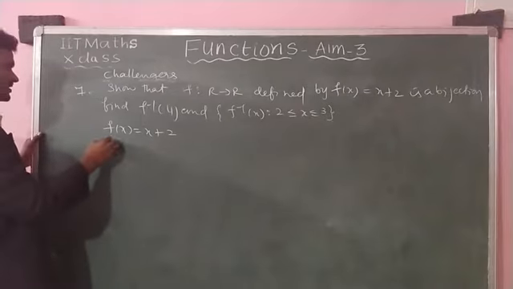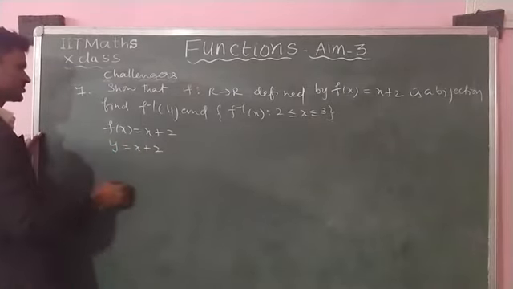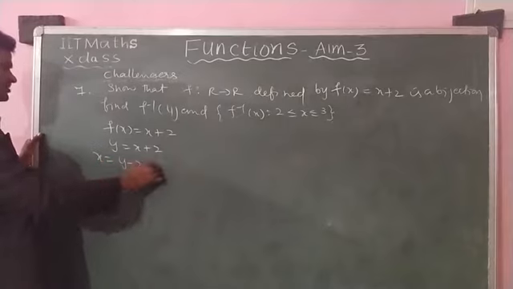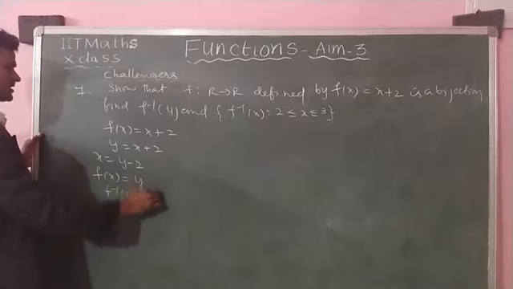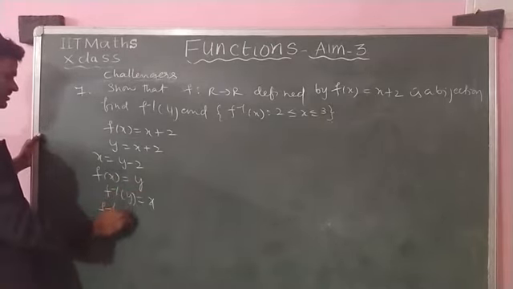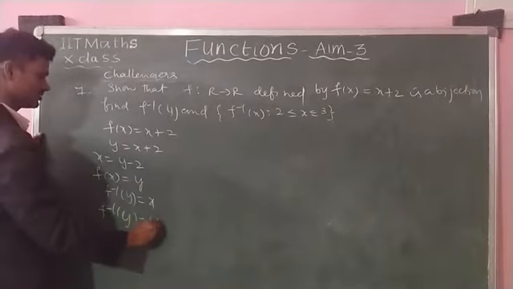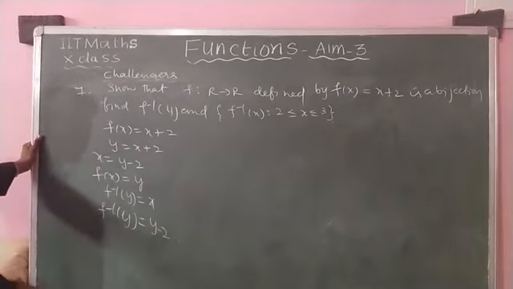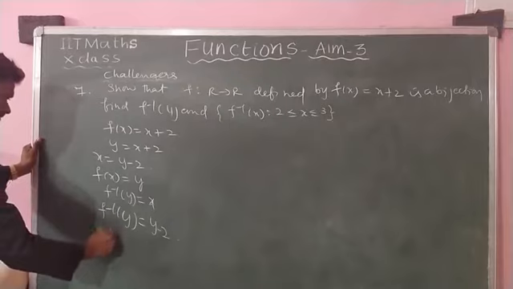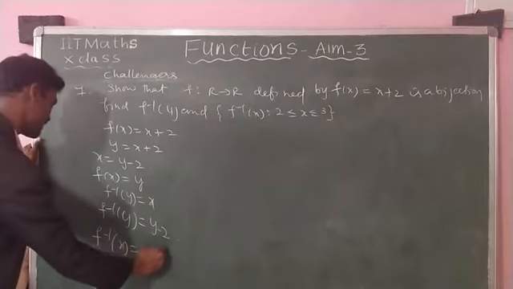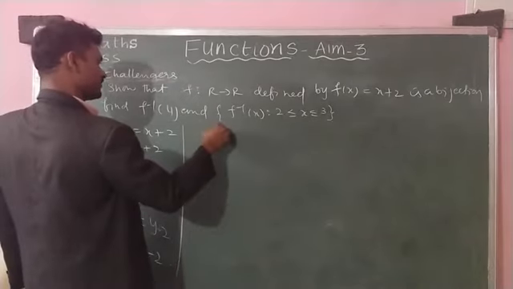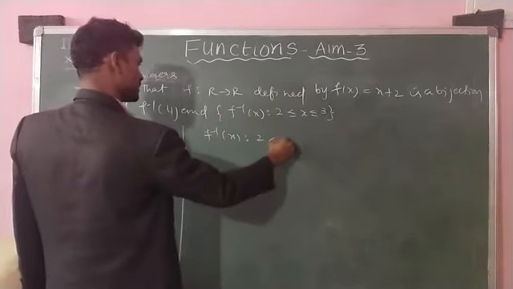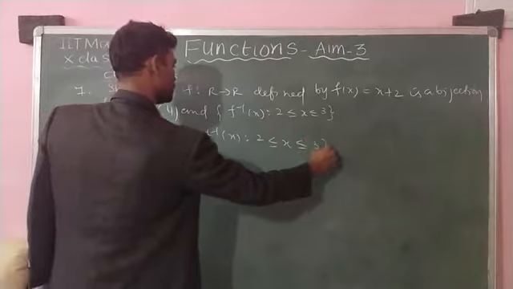Here y is equal to x plus 2. Then x is equal to y minus 2. Then f of x is equal to y, and f inverse of y is equal to x. Here you can write f inverse of y is equal to y minus 2. In terms of x, f inverse of x is equal to x minus 2. Now you can take 2 is less than or equal to x is less than or equal to 3.